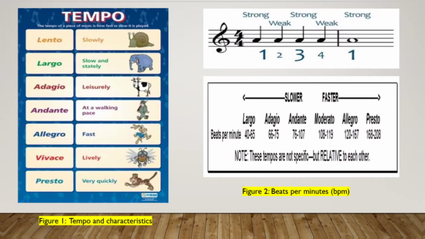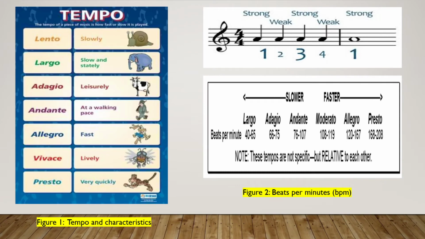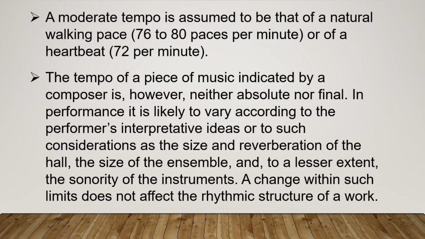rather moderate. Lento is slowly, that has a beats per minute of 40 to 65. Largo is slow and stately, that has a beat per minute of 66 to 75. Adagio is leisurely, which has a beat per minute of 76 to 107. Andante at a walking pace, that has a beat per minute of 108 to 119. Allegro, which is fast, has a beat of 120 to 167. Vivace, which is lively, and lastly, presto, which is very quickly, has a beats per minute of 168 to 200.